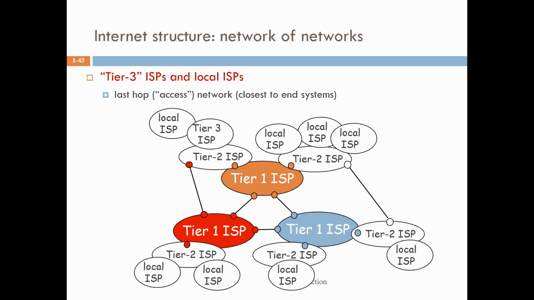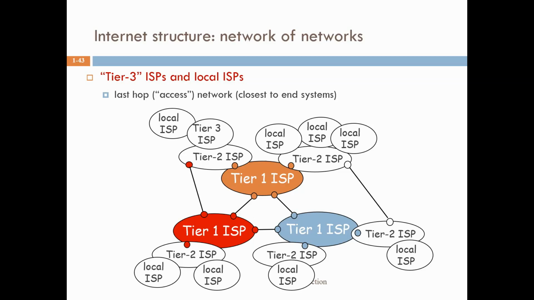And the final level of the hierarchy is called Tier 3 ISP, or sometimes it's called local ISP. This is the one that we buy access from. Okay? So you are a customer of a Tier 3 ISP. The Tier 3 ISP is a customer of a Tier 2 ISP, and the Tier 2 ISP is a customer of Tier 1. And all the Tier 1 ISPs are peers of each other. So they are all connected to each other, so they can, at the end of the day, provide global connectivity.